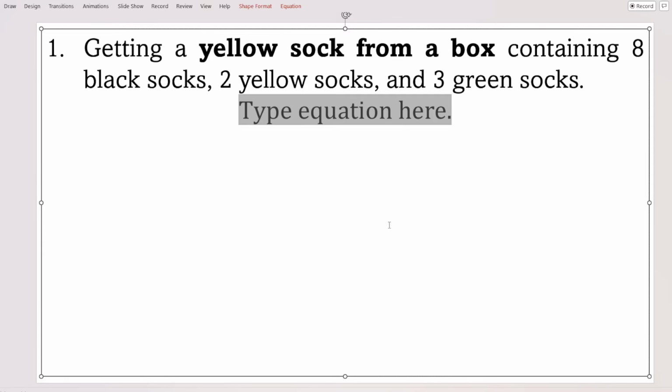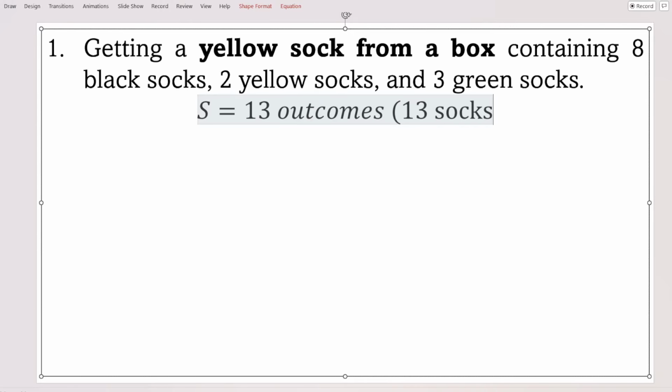Okay, so your S is you can get either of the 8 black socks, so meron kang 8, or you can get the 2 yellow socks, which is adding 2, or you can get any of the 3 green socks. So technically, your sample space is 13 possible outcomes, because you have 13 different socks. Meron kang 13 na medyas sa box na kukunin mo.